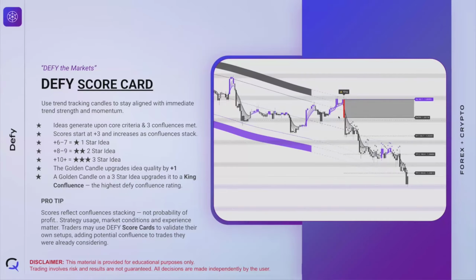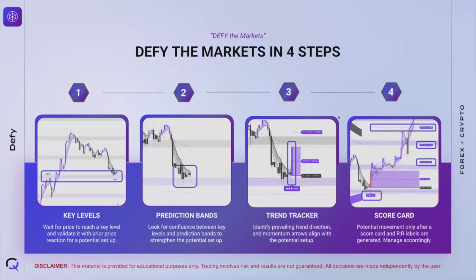Okay? Now, from there, how do we use all 4 of the DeFi steps in one simple setup? Easy, right? Step number 1, you look for a key level and you simply validate that key level with previous price action. Here goes a rejection, breakout, retest, validated key level. 2, you make sure that your validated key level and your prediction bands are in alignment. So you're looking for like a double bounce.